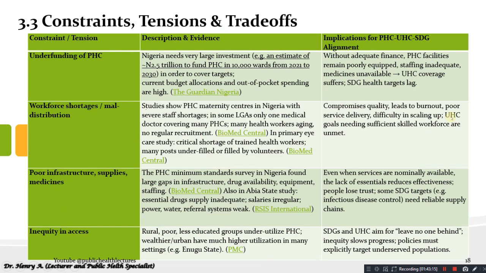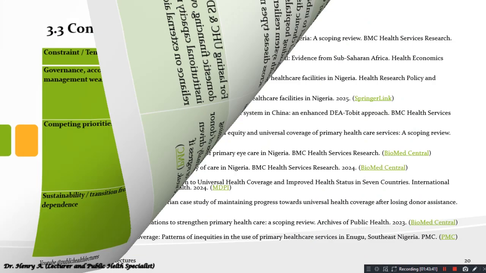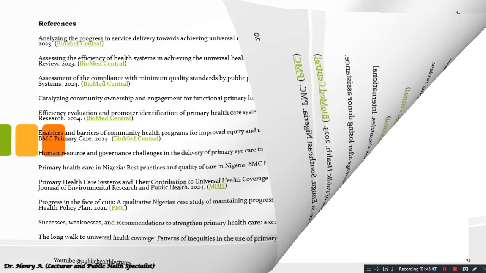So these are the constraints, tension, and trade-offs. You can take time to study it, pause, and then study it. Constraint and tension, the description and the evidence, and then you can see the implication for the primary health care, universal health coverage, and the SDG alignment. You can see the second part here, and take time to study it. I'm sure that you will understand it. It's as simple as you can imagine, and detailed. Okay, so these are the references.